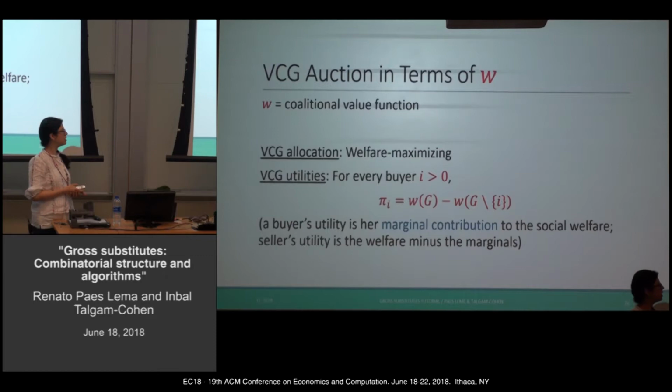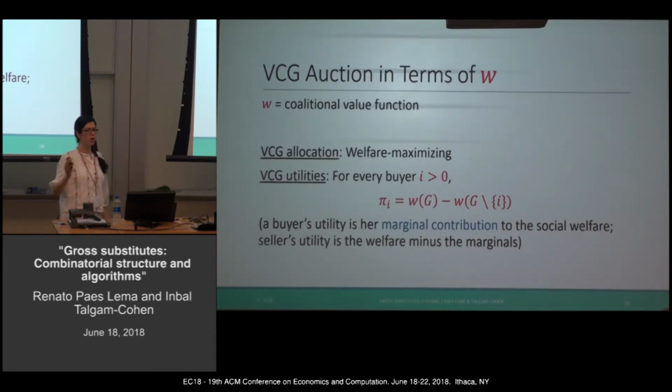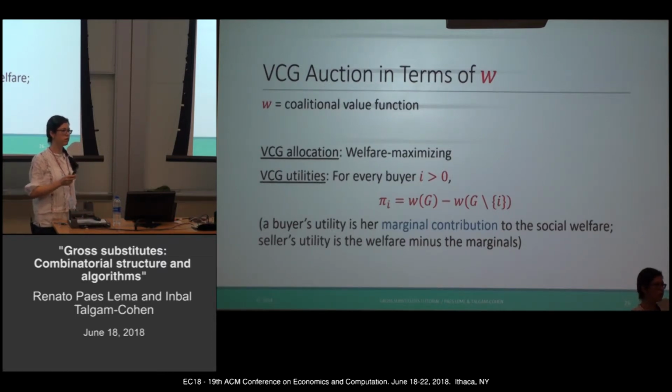This also gives us the seller utility. The sum of utilities of all of the players is the welfare. So the seller's utility is the welfare minus all of the marginals that the buyers add to the welfare.